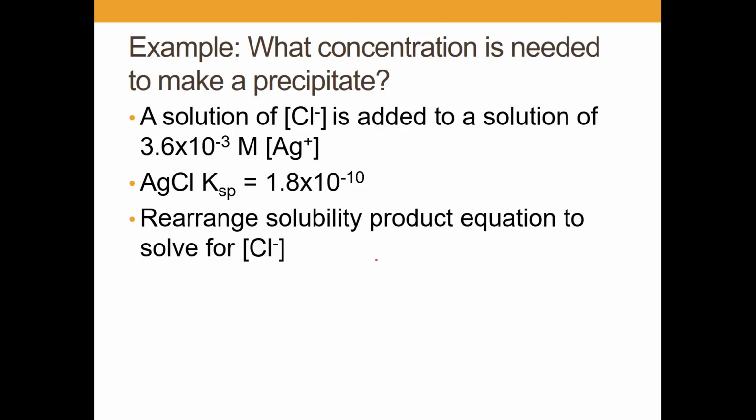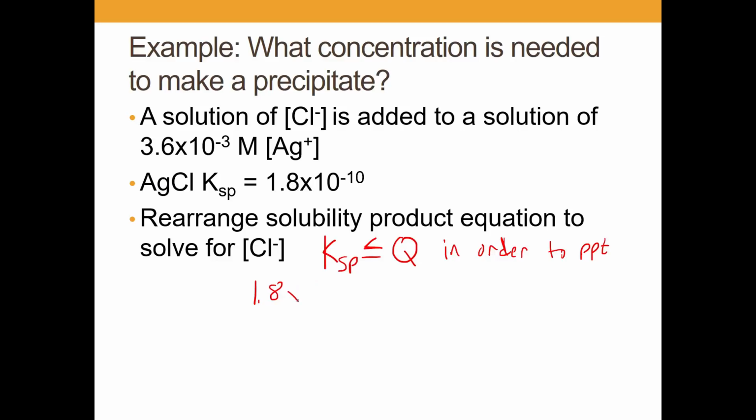This type of question is a little easier than the other ones, because all you have to do is say, okay, we know that the Q has to equal KSP in order to precipitate. Okay, it has to be at least greater than or equal to. Okay, so that's easy then. So we set up our equation as follows.